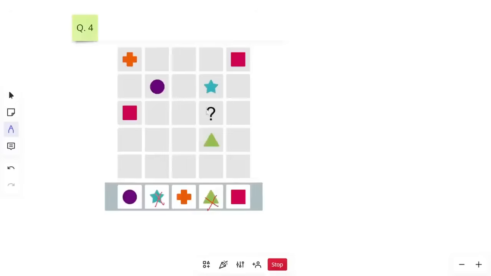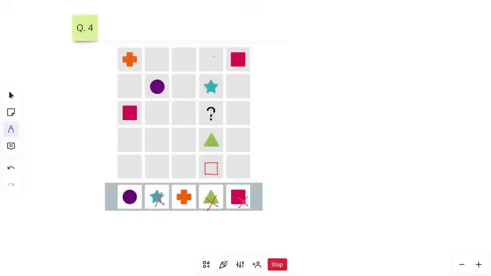So see, square cannot come in this place, right? Because square is already there in this row. And also, if you see, now we are only left with two empty boxes in this column. So square cannot come here either, because square is there in the first row also. So the only place left for square is this one.